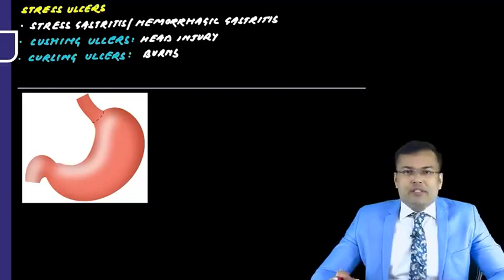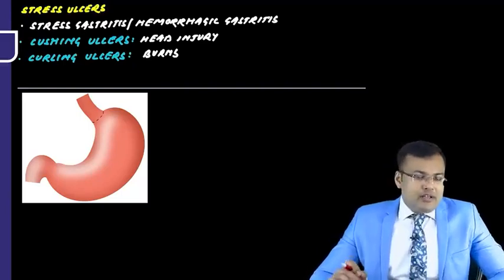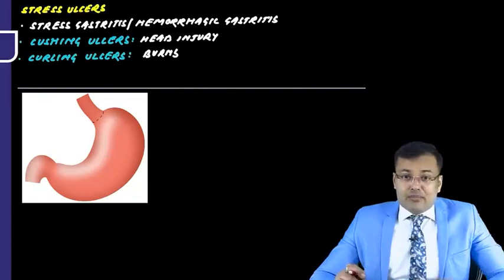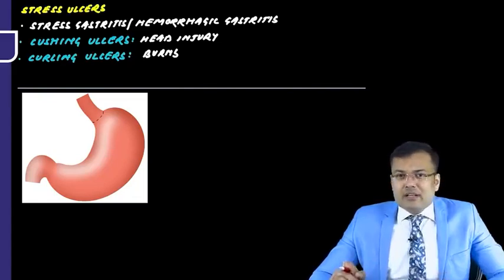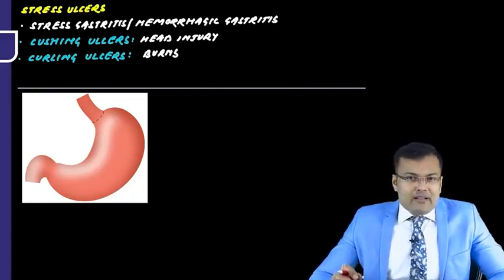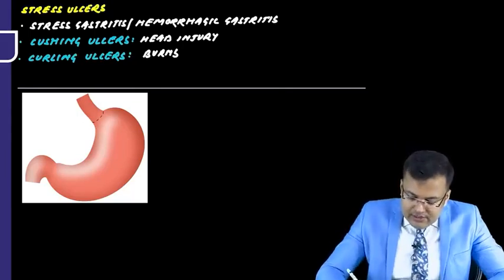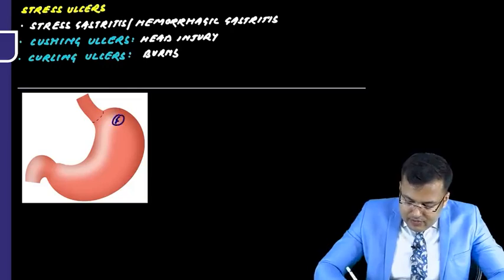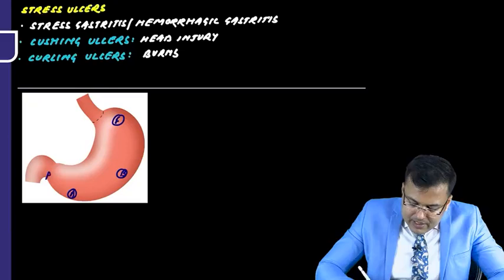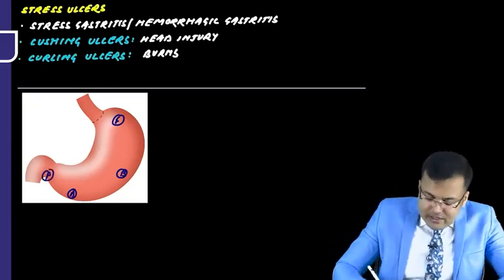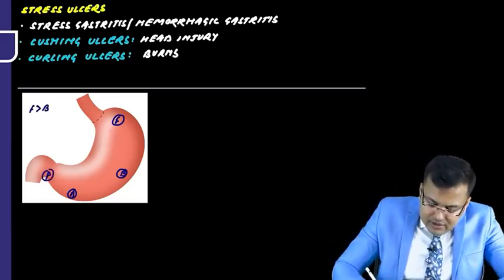Now, what is the most common site of stress ulcer? Stress ulcers are related to acid production mainly. So, what are the cells which are going to produce the acid? Parietal cells. The most common site is fundus, followed by body, followed by antrum, followed by pylorus.